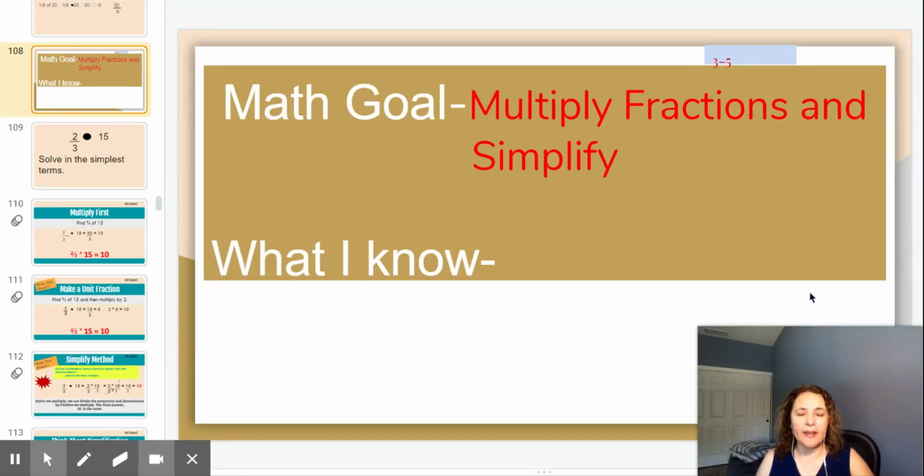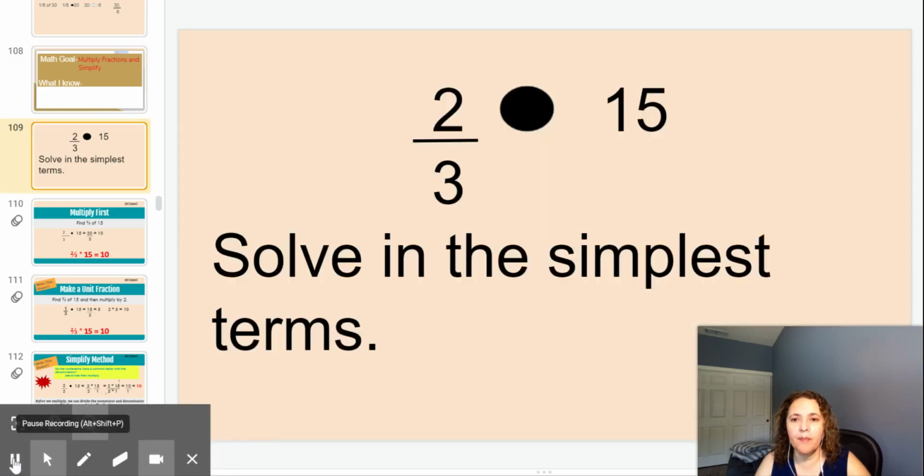Right, so in today's math lesson, our math goal is to multiply fractions and simplify. So write down in your math notebook everything you already know about multiplying fractions and about simplifying, then come back to me. All right, let's look at this one as an example.